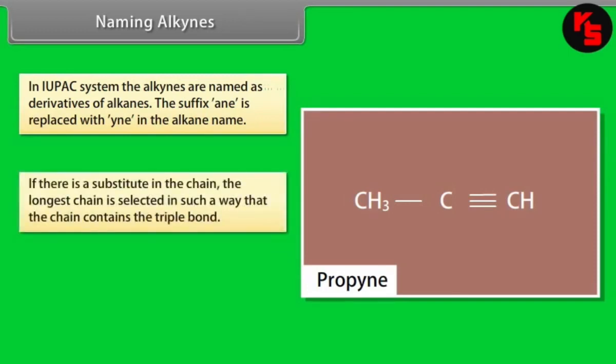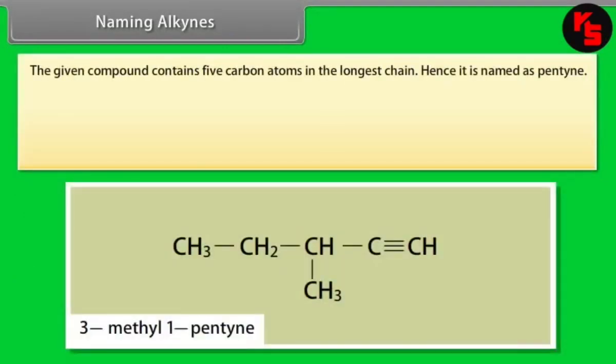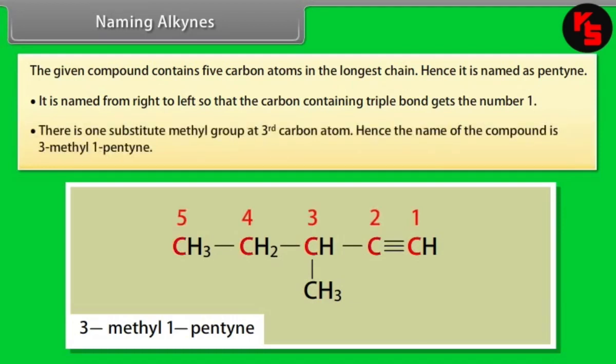If there is a substituent in the chain, the longest chain is selected in such a way that the chain contains the triple bond. Similarly, the chain is numbered in such a way that the carbon containing the triple bond gets the least number. For example, the given compound contains 5 carbon atoms in the longest chain, hence it is named as pentyne. It is numbered from right to left so that the carbon containing the triple bond gets the number 1. There is one substituent methyl group at the 3rd carbon atom, hence the name of the compound is 3-methyl-1-pentyne.